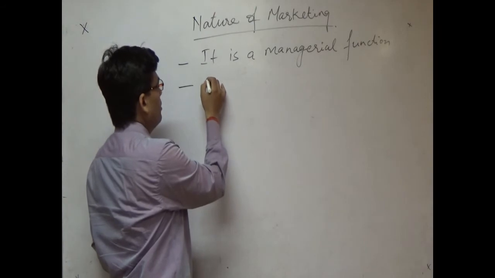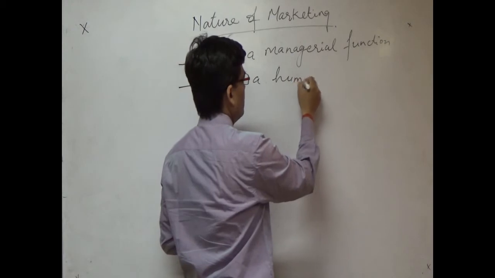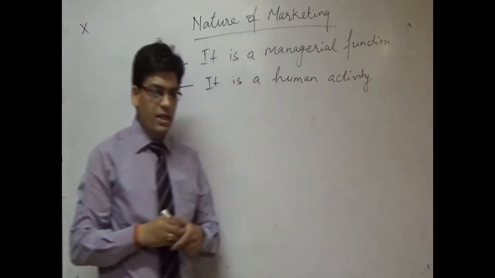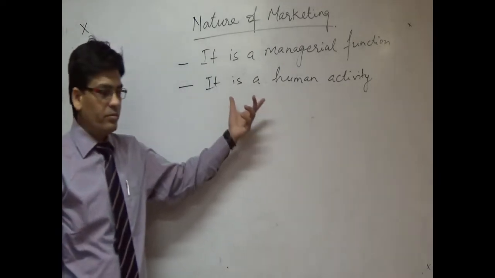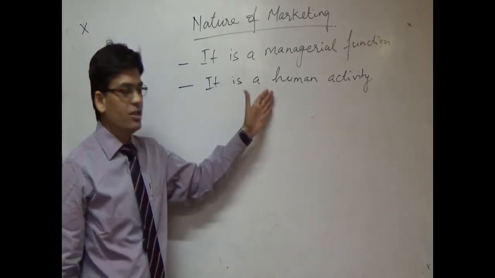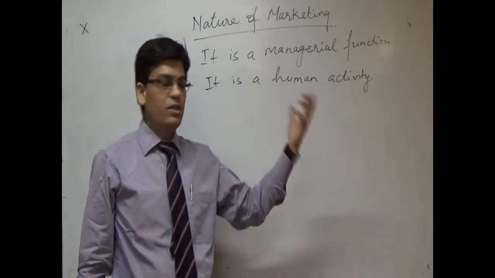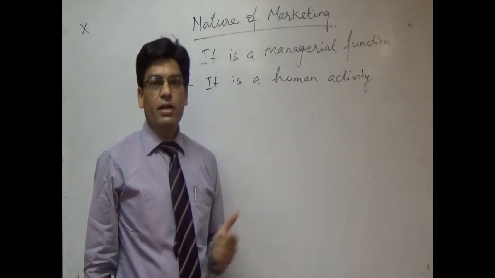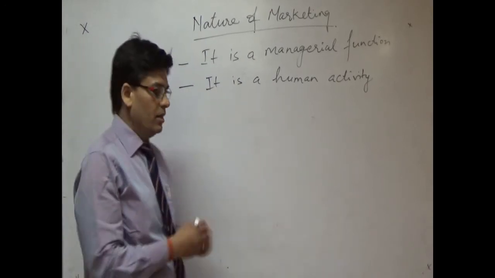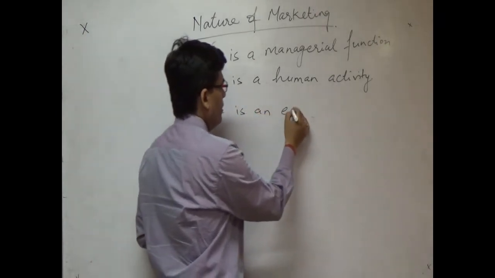Next is, it is a human activity. Why do we say it is a human activity? Since it is directed towards satisfying the needs and wants through the exchange process, and it involves customers or individuals. That is why we say marketing is a human activity, because here we deal with individuals, here we deal with people.